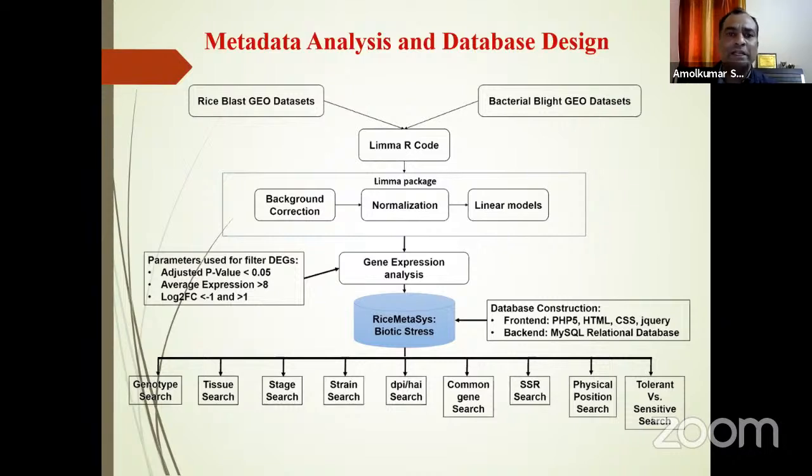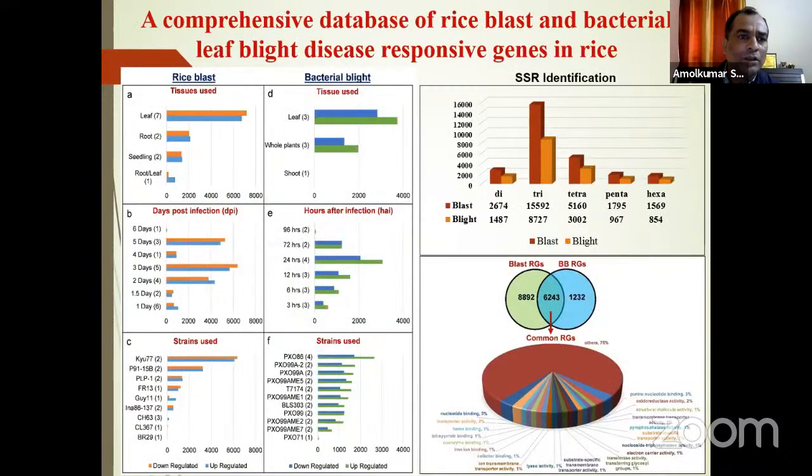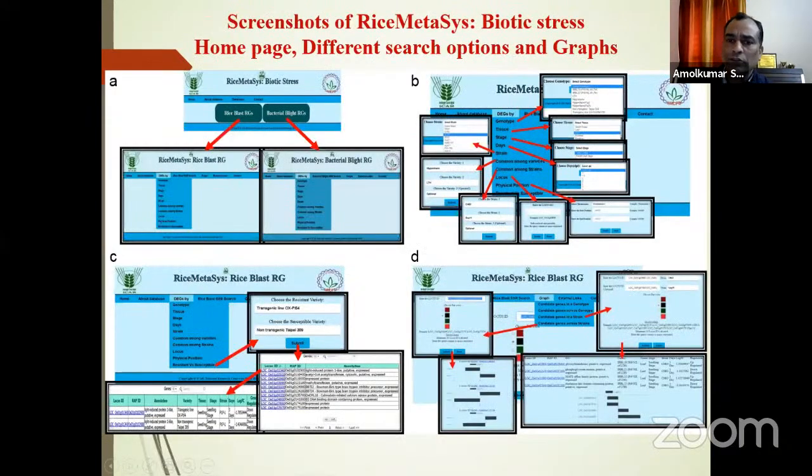So I will request you all to visit this Rice Metastasis database. This is an example where rice blast related genes can be identified for leaf, root, seeds, seedling, or root versus leaf, or even at different days of infection, or through different strains. Again, we can identify SSRs on the basis of di, tri, tetra, penta, or hexamers present there. We also gave one tab where we can identify common genes between bacterial blight and rice blast, so that we see what common genes are present. So this is the homepage.